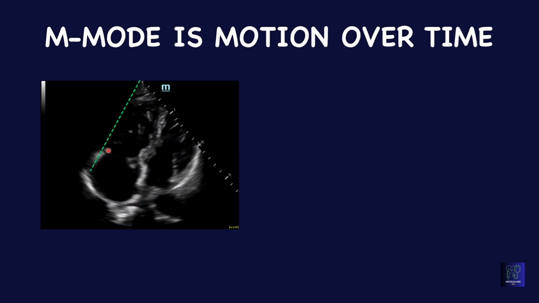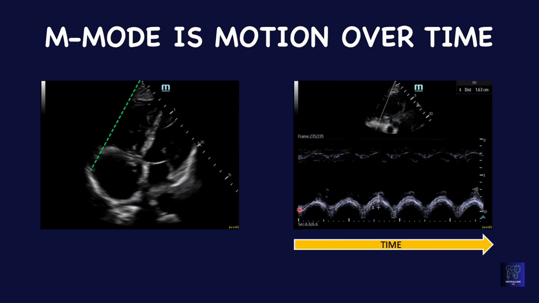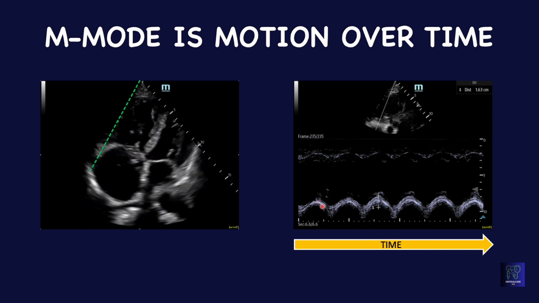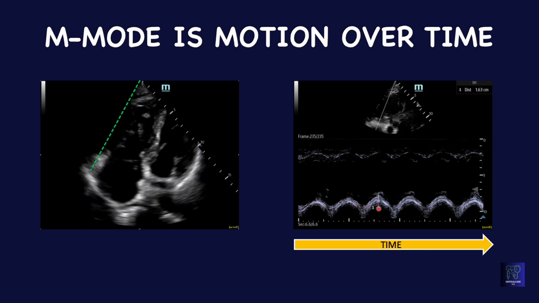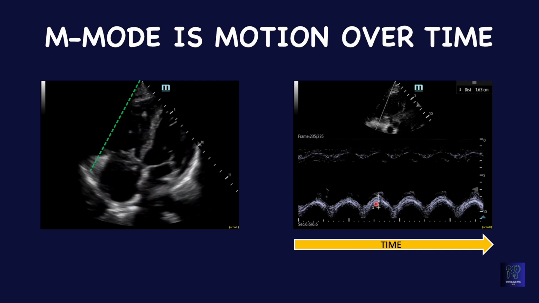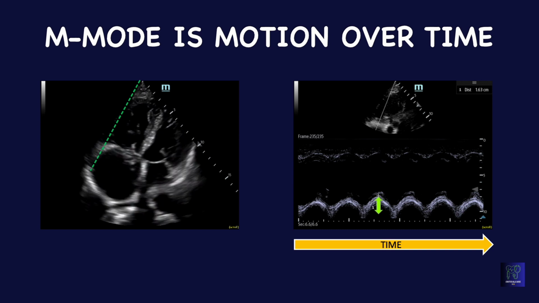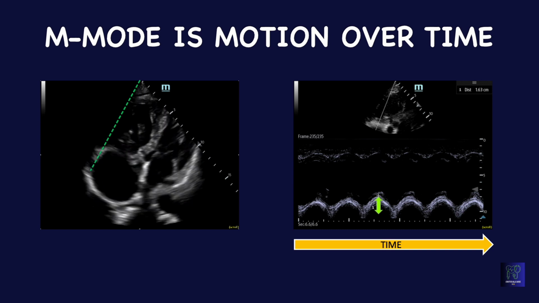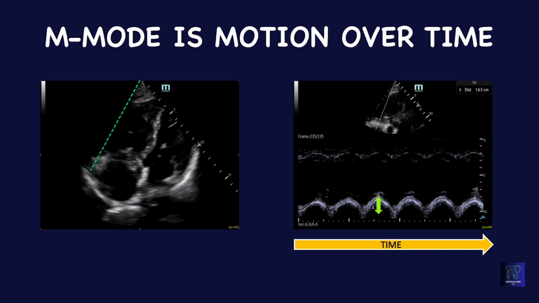So I simply place the line along this axis and push on M mode, which gives me movement of this structure with each heartbeat. Using the inbuilt measurement tools in the ultrasound machine, I can actually calculate how much this has moved vertically and calculate something called TAPSE, which is an important marker of right ventricular systolic function.